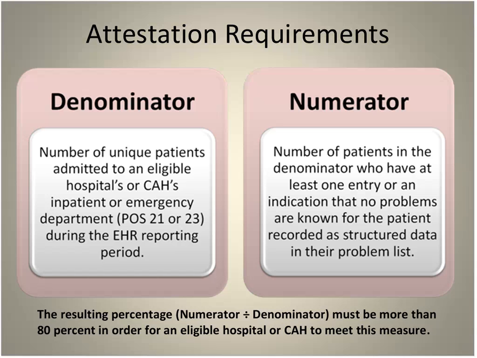For the numerator, we need to identify those patients that we recorded at least one entry in their problem list, or that no problems existed, and that has to be as structured data. And we'll see in a moment a qualifier for what structured data has to be input. And again, the resulting percentage has to be greater than 80% of those unique patients have to have had this structured data recorded during the reporting period. And if you do all that, you're going to be able to qualify for funding for this particular requirement.